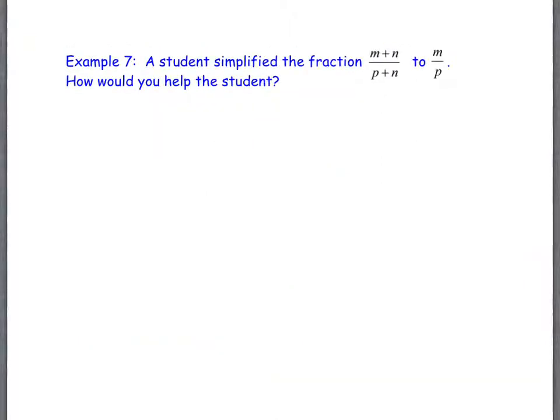All right. This is actually a fairly common mistake. A student simplified the fraction m plus n over p plus n to m over p. How would you help the student? First of all, it's an error. So if you already looked at that and said, well, I don't know what's wrong, what were they doing? There's a couple things.